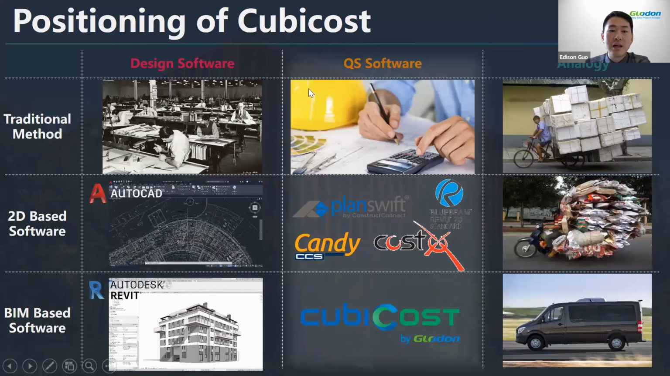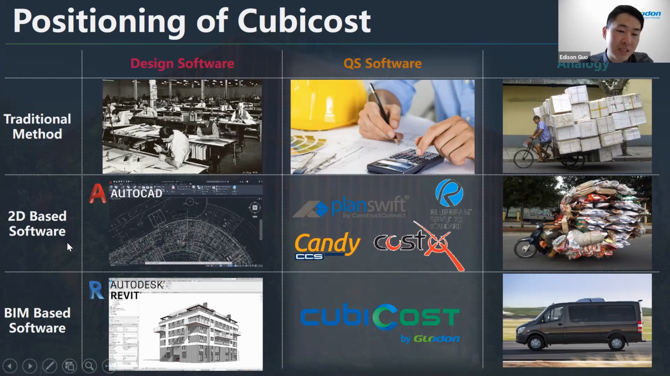Basically, this is the position of our Cubicost. Because it's very hard to define the position and logic of Cubicost in words, I want to show you this slide. It will give you a clear idea about our Cubicost logic. There's the traditional method, 2D based software, and BIM based software. If you follow the traditional method, you use the design software and then the QS software, and it takes a lot of time and a lot of labor, and it's very easy to make mistakes.